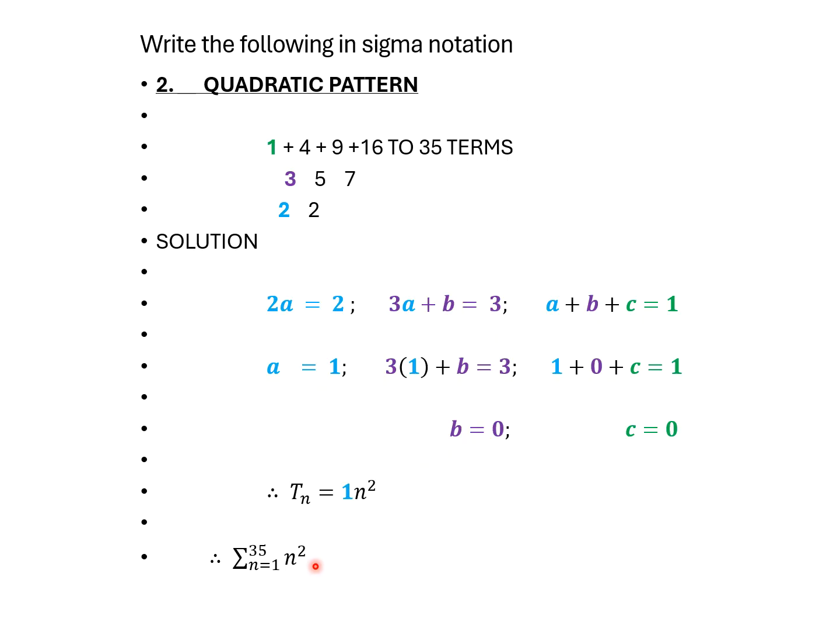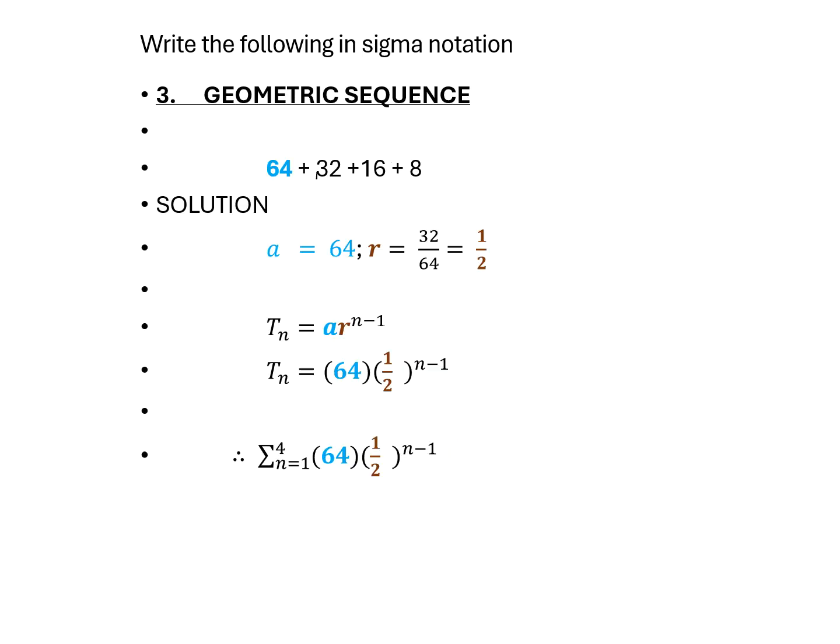If we write it now in sigma, we have the summation sign. I'm starting at term 1 and I'm ending at 35 terms. So there, 35 minus 1 plus 1 would give me 35, n squared, right? Right, now let's go further.